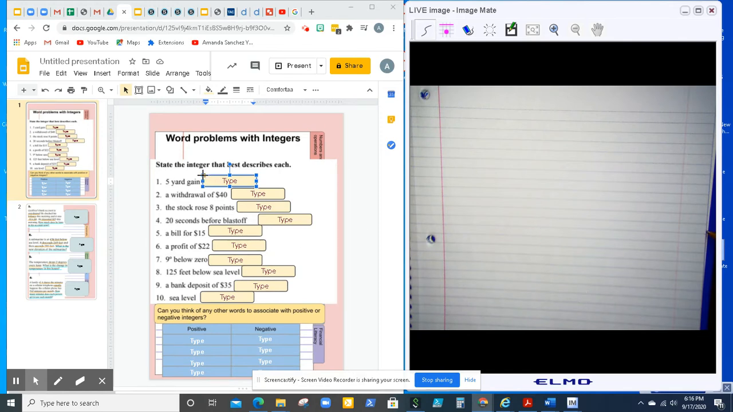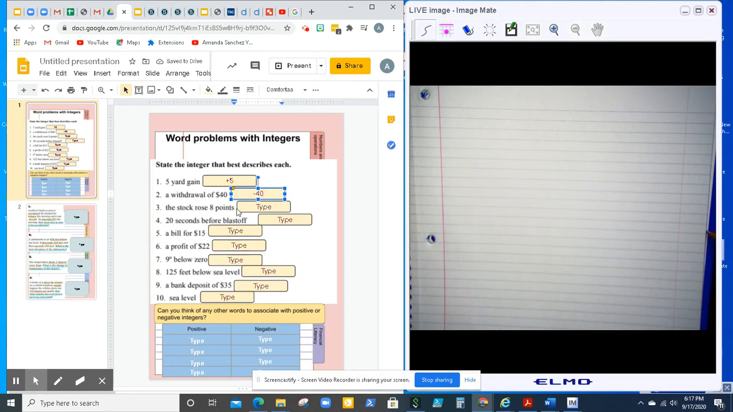All right, so stating the integer that best describes each. So a 5-yard gain. It's a positive 5. That word gain, positive 5. So you're just going to type in positive 5 or just put 5. A withdrawal of $40. So when you take money out of an account, that's a withdrawal. So that would be minus 40 or negative 40.